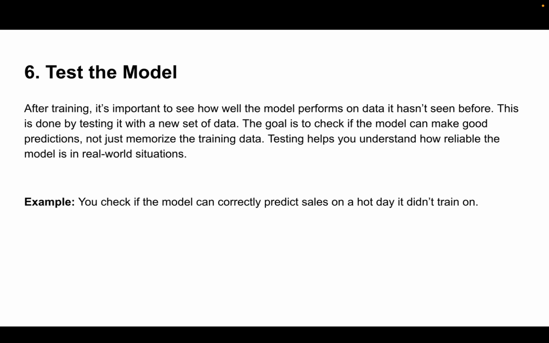Now test the model. After training, it's important to see how well the model performs on data that it hasn't seen before. This is done by testing it with a new set of data. The goal is to check if the model can make good predictions, not just memorize the training data. Testing helps you understand how reliable the model is in real-world situations. Example: you check if the model can correctly predict sales on a hot day it didn't train on.